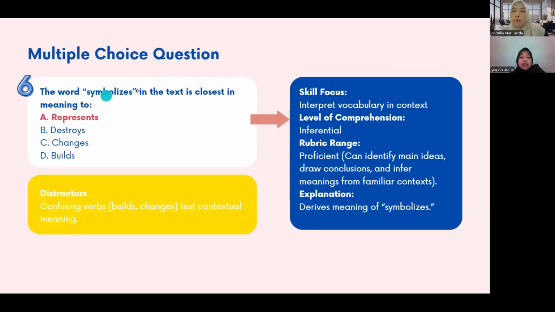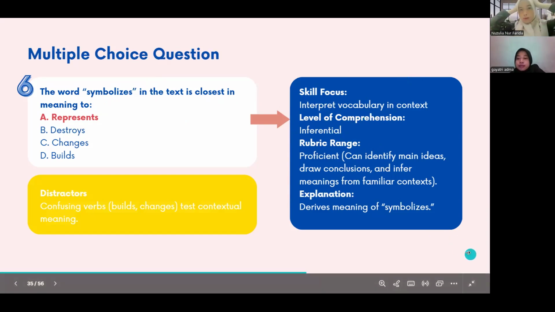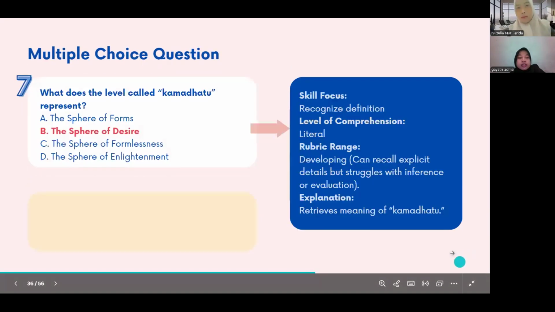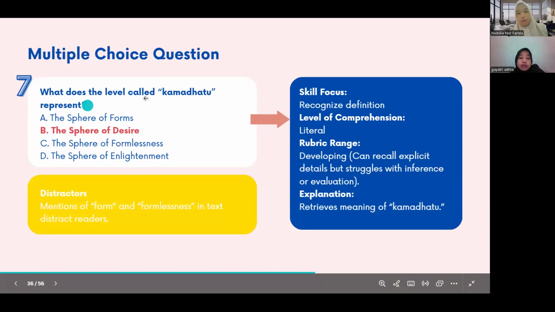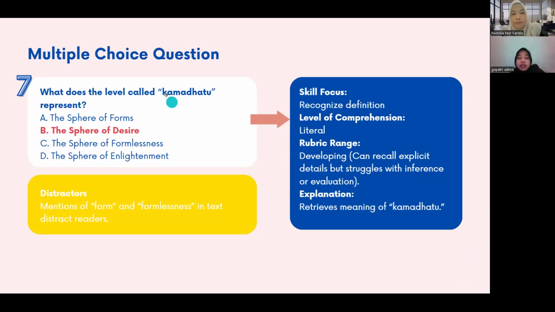And then the next question is, the word symbolizes in the text is closest in meaning to blah blah blah. The question focuses on asking students to interpret vocabulary in context, and it assesses the students at a different level of comprehension, which is inferential. And then the seventh question is, what does the level called Kama Dhatu represent? We know that Kama Dhatu is, what is that?